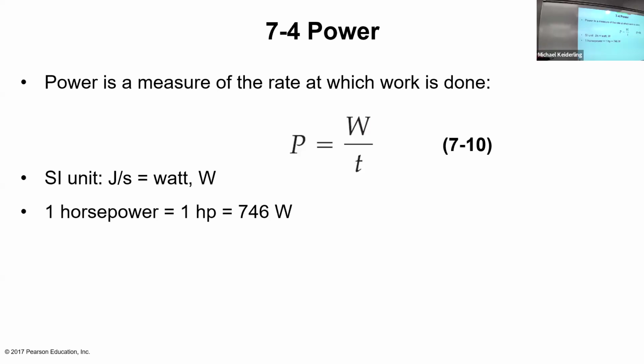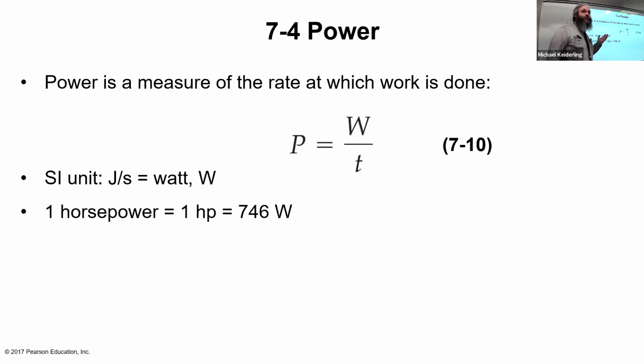So we talked about work. Well, we can also talk about the derivative of work. Power is the derivative of work, the time derivative of work. So power is dW/dt, so generally it is work over time. So it's a measure of the rate at which work is done. The power is work over time.